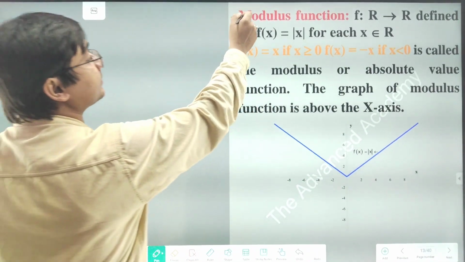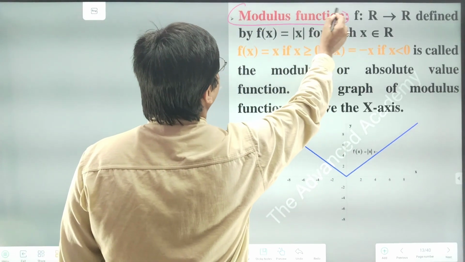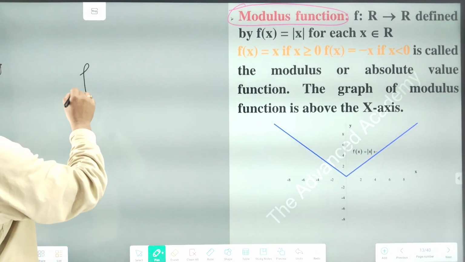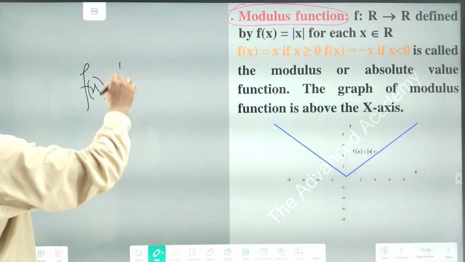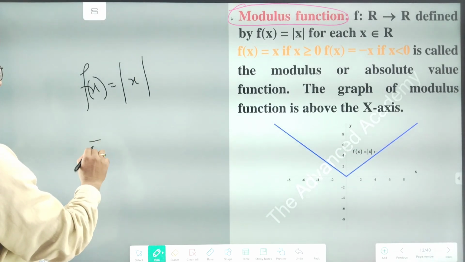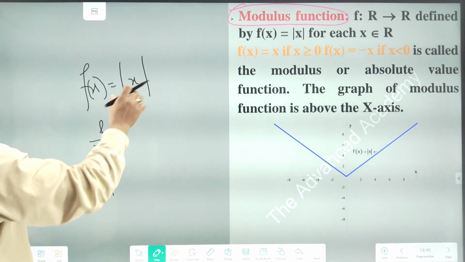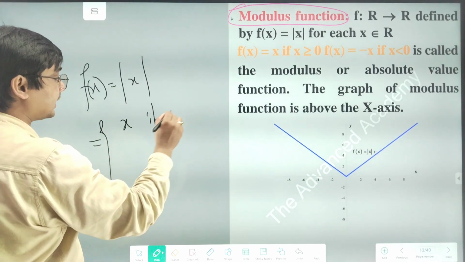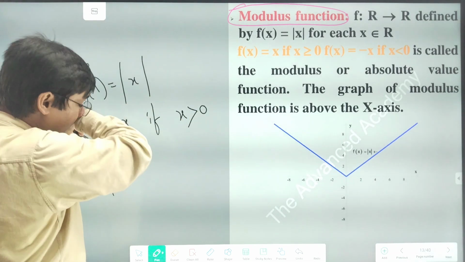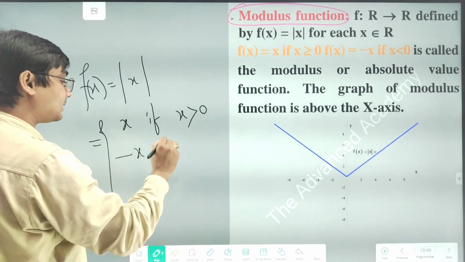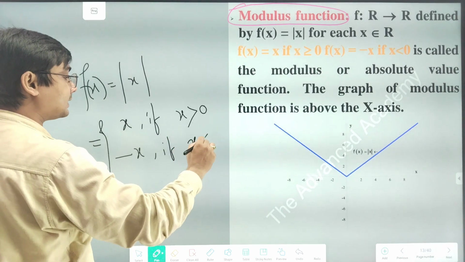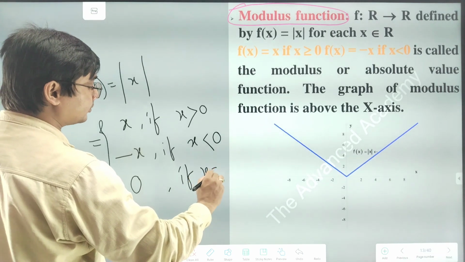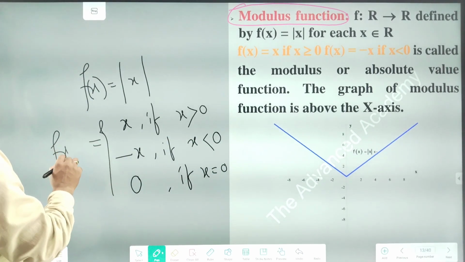So now come to another important type of function, which is called the modulus function. If we put in x, it will give mod of x. I hope all of you know the properties of this modulus. It will give x if x is greater than 0, it will give minus x if x is less than 0, and it will give 0 if x equals 0.